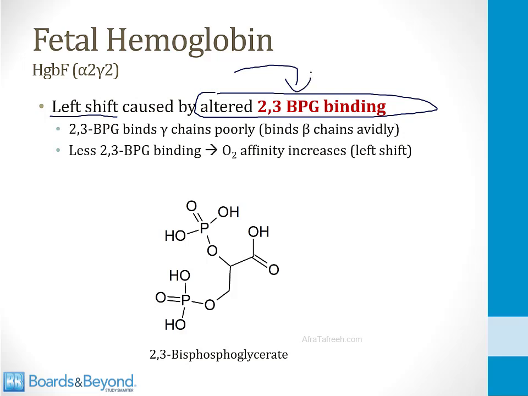In adult hemoglobin, 2,3-BPG binds to the beta globin chains very well. But in fetal hemoglobin, there are no beta globin chains. There are gamma chains, and 2,3-BPG does not bind gamma chains very well. For this reason, in fetal hemoglobin, there's less 2,3-BPG binding, and that causes the oxygen affinity to go up. In other words, that causes a left shift.